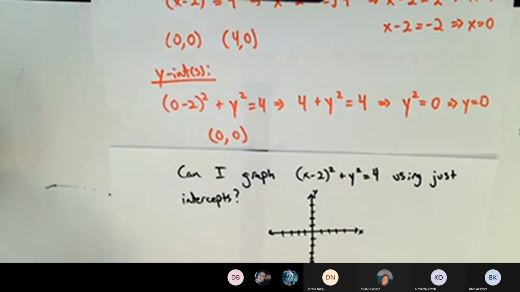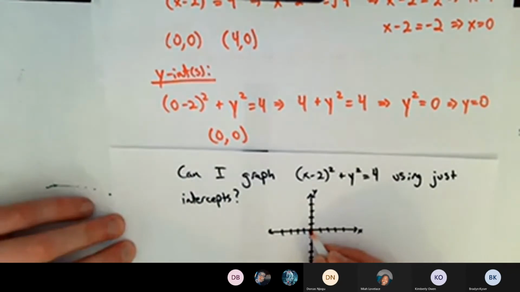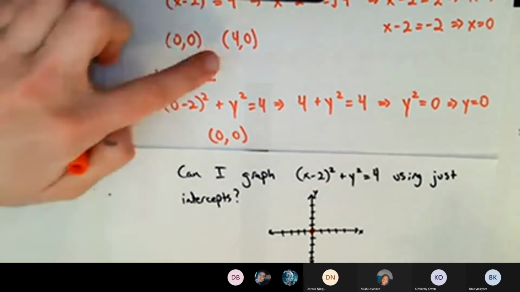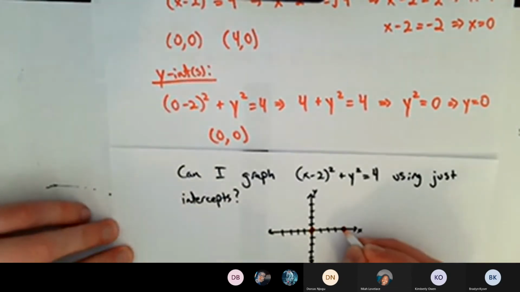Okay, so the first x-intercept is at (0, 0), and in fact, that's my only y-intercept. And then my next x-intercept is at (4, 0).